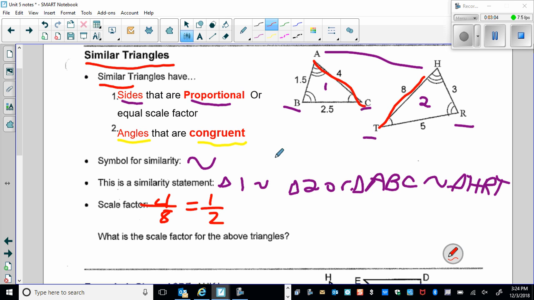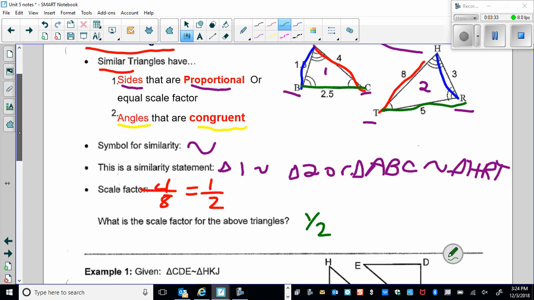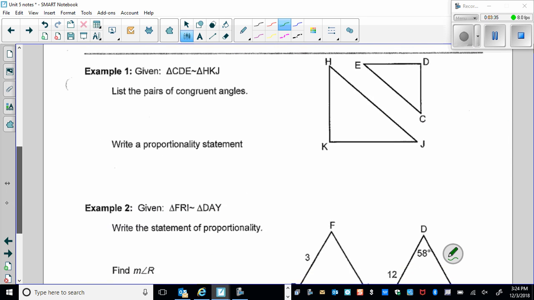It will give you 1/2. Okay. If you chose 1.5, let's say, on this side, then you have to choose the 3, right? If you chose the 2.5, you have to choose the 5 to write the scale factor. But all of them would give you the scale factor. So what is the scale factor of the above triangle? It's 1/2. If you take all of them and simplify it, you just get 1/2. So now let's do an example.